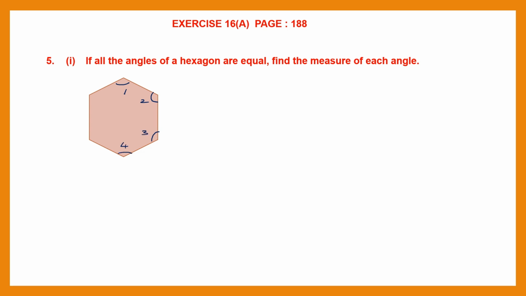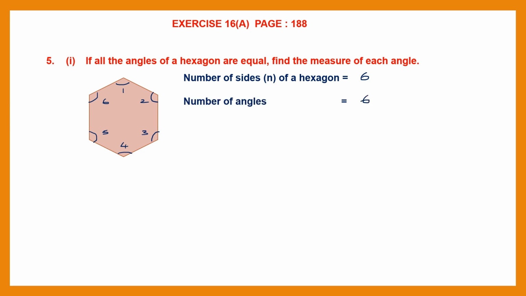We have 4, 5 and we have 6. So we have 6 interior angles. And this is a hexagon. So how many sides does a hexagon have? It has 6 sides. So number of sides of a hexagon is 6. Then number of angles is also 6.